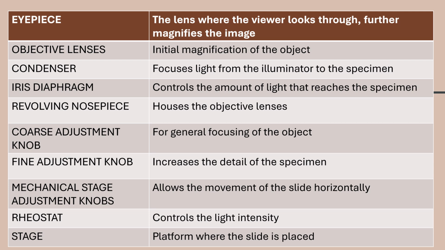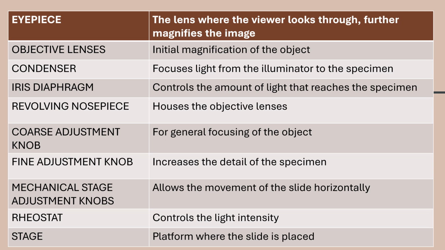And then your arm, of course, provides stability and support. Your body connects the eyepiece to your objective lenses; it is also called your body tube or draw tube. Your diopter adjustment, located in your eyepiece, allows individual focusing for each eyepiece. It accommodates differences in vision between the user's eyes.